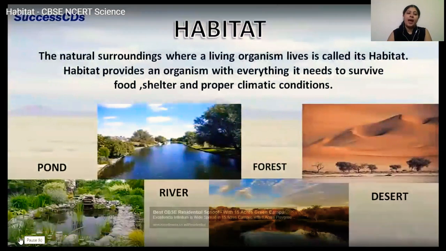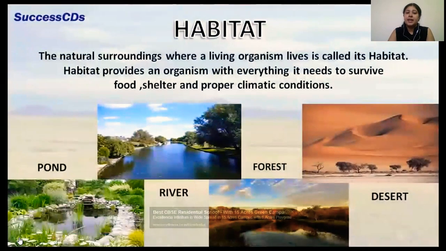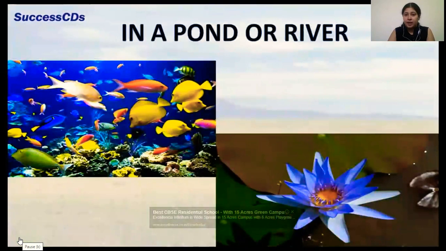Now, what does the habitat provide the organism with? The habitat is the natural surrounding of the living organism. It will provide them with proper food, proper shelter, proper climatic conditions. So what are the different habitats? We have water like ponds, rivers, we have forests, we have deserts. We can find organisms living in all these different types of habitats.